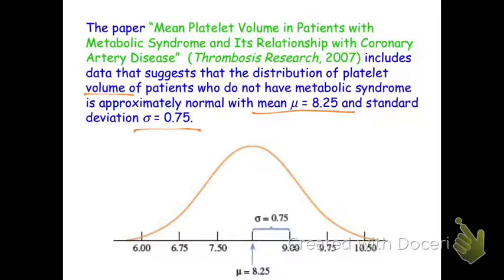I think that's the paper title. Platelet volume. I don't know what it's measured in. What is that measure? This is the population data. 8.25 what? Meters. Liters. Millimeters, sorry, not meters, that would be huge. Centimeters cubed.